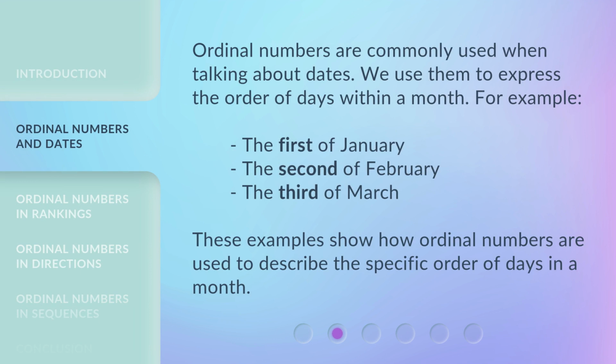Ordinal numbers are commonly used when talking about dates. We use them to express the order of days within a month. For example, the 1st of January, the 2nd of February, the 3rd of March. These examples show how ordinal numbers are used to describe the specific order of days in a month.